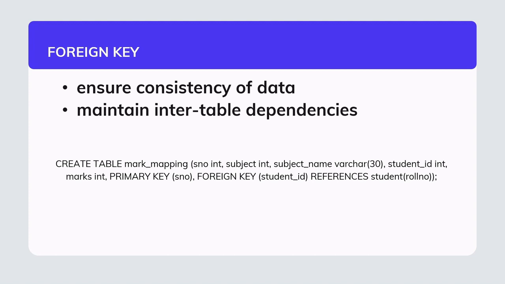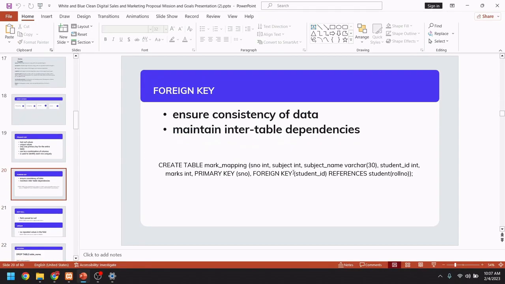ஃபாரின் கீ ரெஃபரன்சஸ் ஸ்டூடெண்ட் ரோல் நம்பர் அப்படின்னு சொல்லி you are giving it a constraint. ஸ்டூடெண்ட் ஐடியில் ஒரு வேல்யூ இருக்கணும் அப்படின்னா அது ரோல் நம்பர் காலம் ஆஃப் த ஸ்டூடெண்ட் ஆர் ரோல் நம்பர் ப்ரைமரி கீ ஆஃப் த ஸ்டூடெண்ட் டேபிளுக்கு அதில் அந்த வேல்யூ இருக்கணும். Is that what it means? So நம்ம வேணால் இதையும் just try to execute.